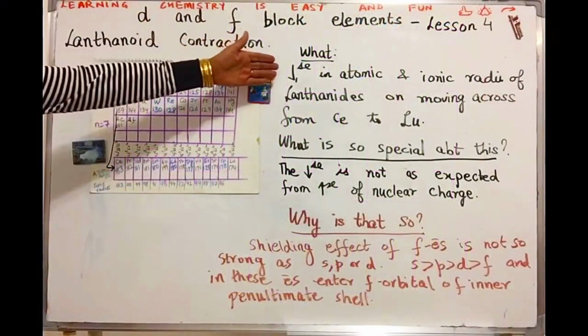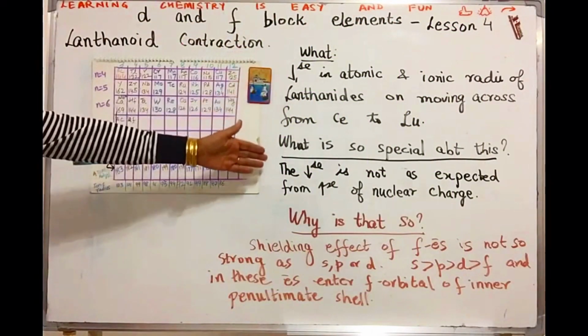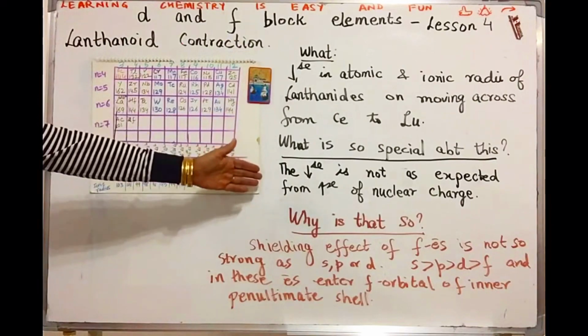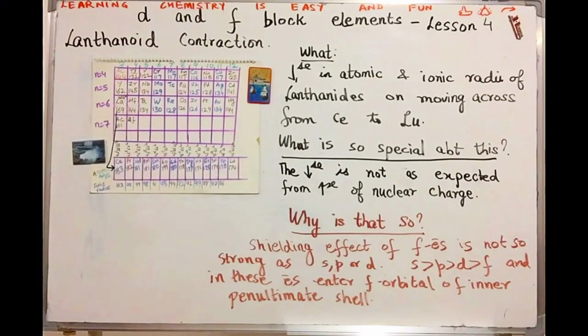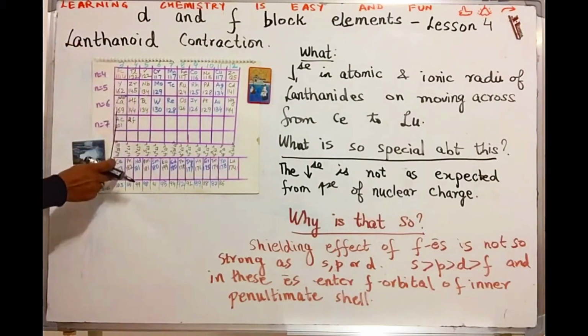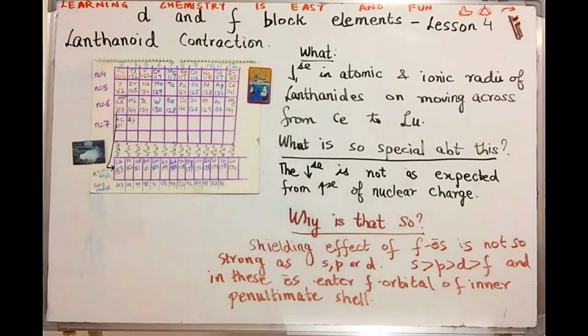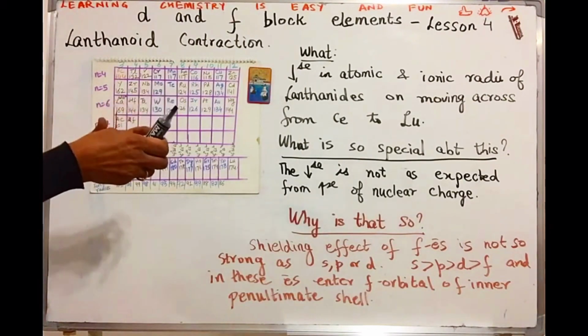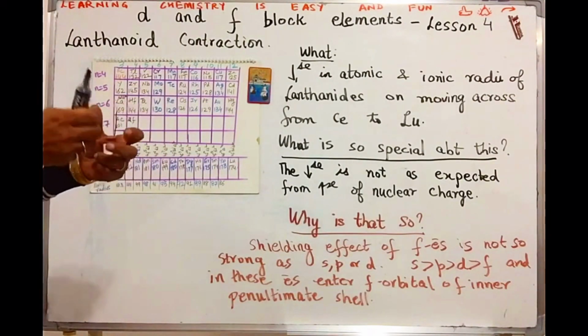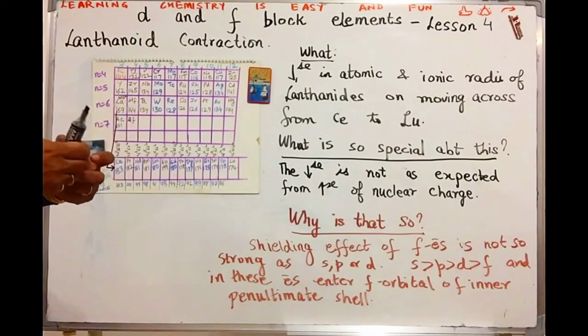So what is lanthanoid contraction is listed over here. What is so special about this? The decrease is not as expected from the increase in nuclear charge. We notice that as we are going across in this lanthanide series, the nuclear charge is increasing because the atomic number is increasing, right? Along with it, the number of electrons is also increasing. So the atom should shrink, right? The valence shell should go closer to the nucleus.